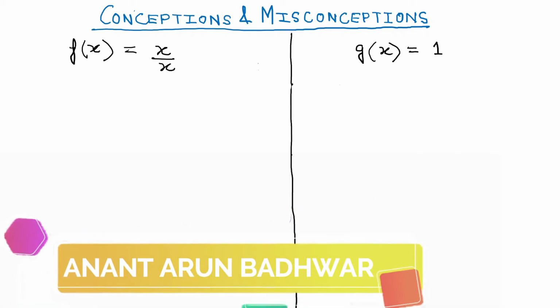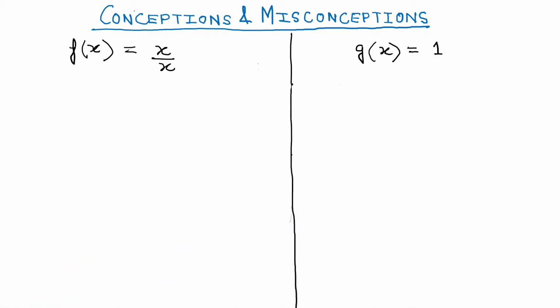In this session, we shall be talking about conceptions and misconceptions, and while doing so, we'll be using the topic domain, range and graphs. So let's start. Now, when we talk about conceptions and misconceptions, the basic agenda is to remove the misconceptions, or most of the times the errors that we do knowingly or unknowingly, with the help of conceptions, with the help of concepts.